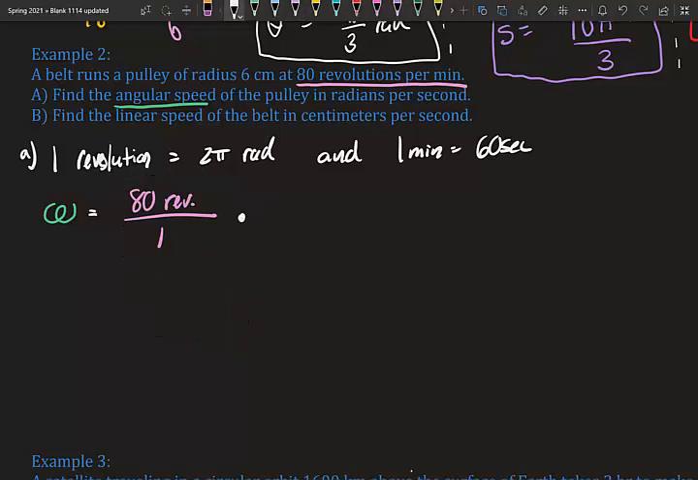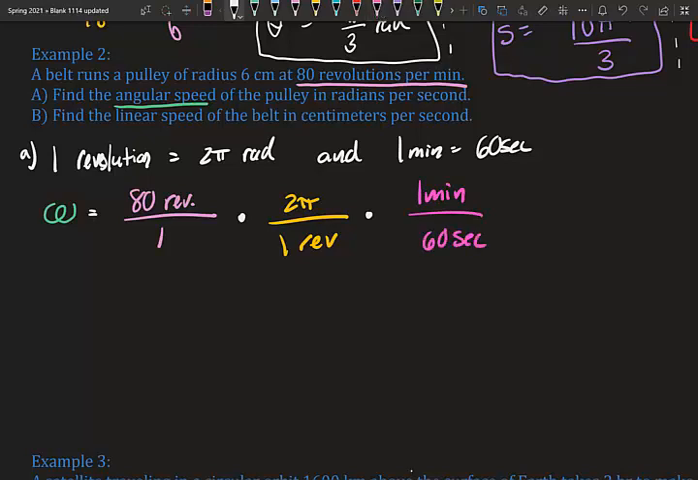And then we're going to multiply that because it's a proportion. So we know that 80 revolutions, that's compared to how many revolutions? A revolution is 2 pi. 2 pi represents 1 revolution. So this right here is converting the revolutions to what is a revolution. It's 2 pi. That's what we're converting that to. Then we need to convert minutes to seconds. So we know that 1 minute equals 60 seconds.